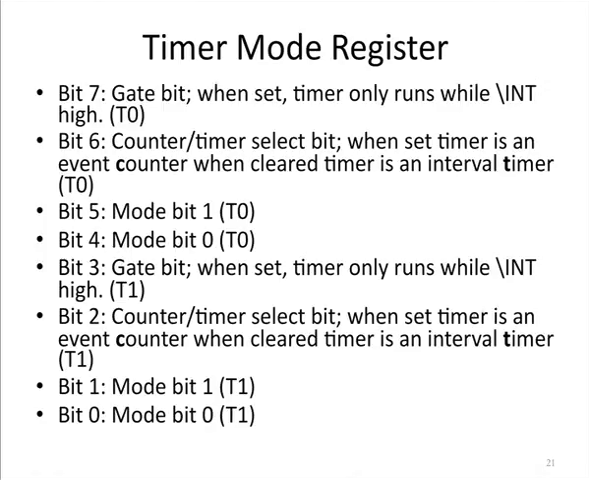Bit 3 is the gate bit, that is the control bit. When it is set, timer only runs while INT1 is high for timer 1. Then bit 2 is the counter/timer select bit. When set, timer is an event counter. When cleared, timer is an interval timer for T1. Bit 1 is mode bit 1 for T1, and bit 0 is again mode bit 0 for T1.